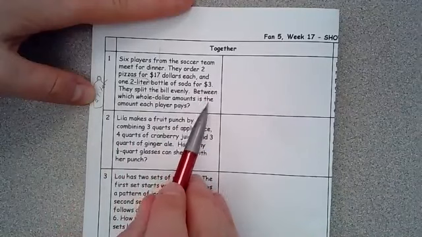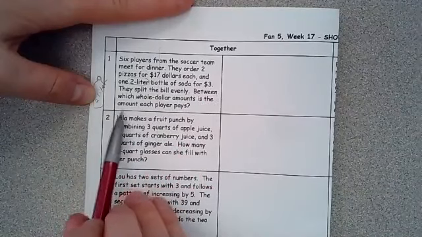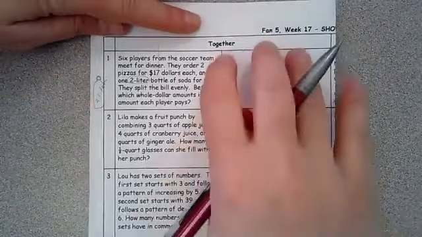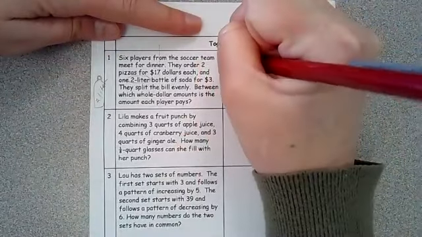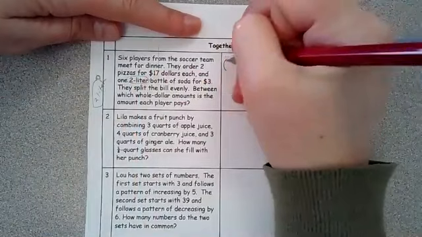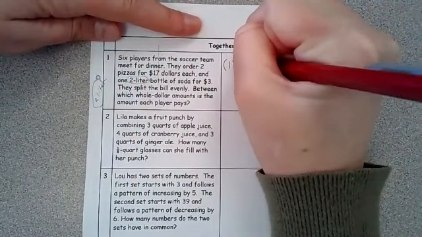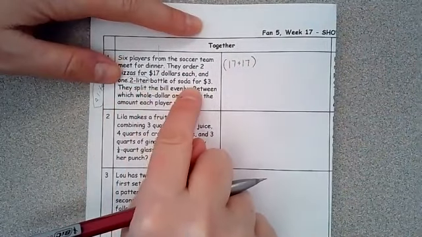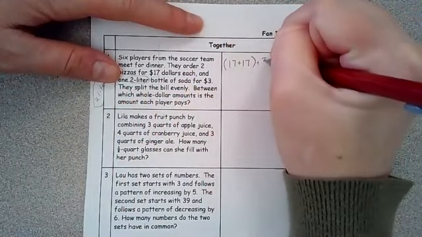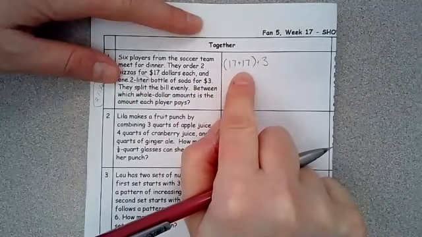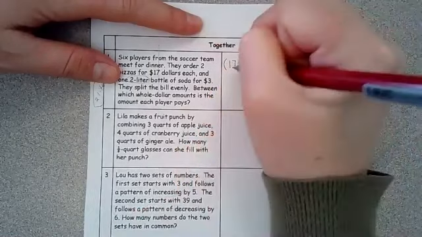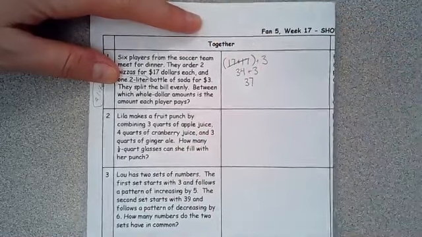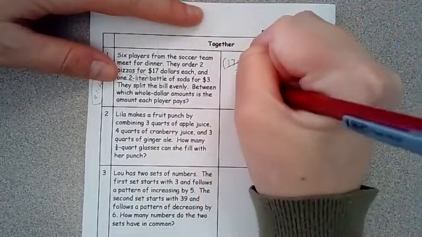They split the bill evenly. Between which whole dollar amounts is the amount that each payer pays? Well, first off, we have to figure out how much they paid in all for dinner. So we said that there was 2 pizzas for 17 each. So you've got 17 plus 17 for the pizzas, and then they have 1 2-liter bottle of soda for $3. So add that $3 in there. So you've got 17 plus 17 for the pizzas plus 3. So 17 plus 17 is 34, plus the 3 is 37. So they spent $37 in all.